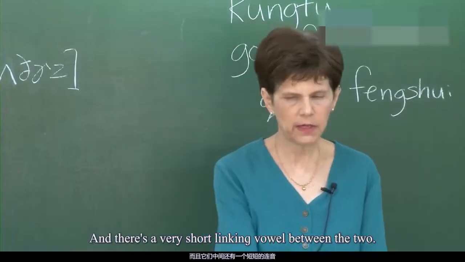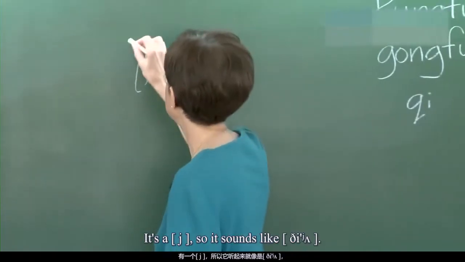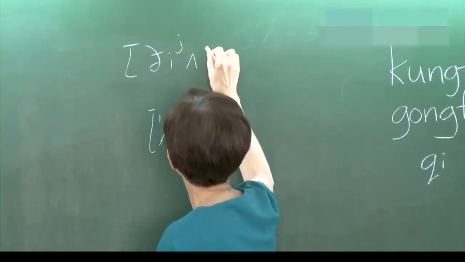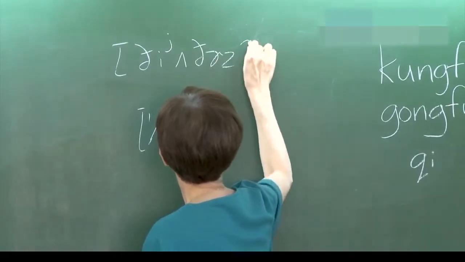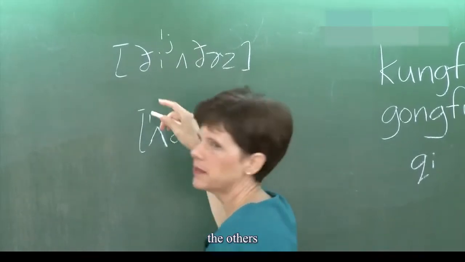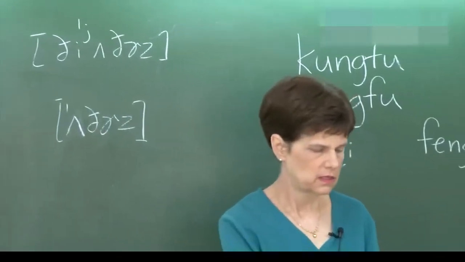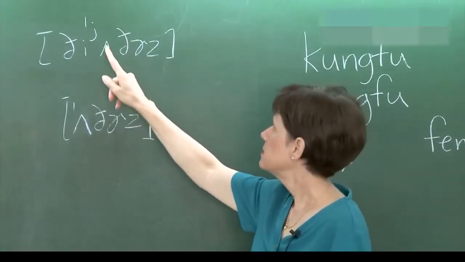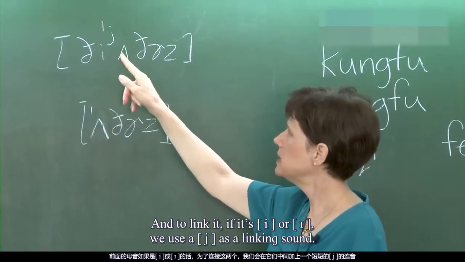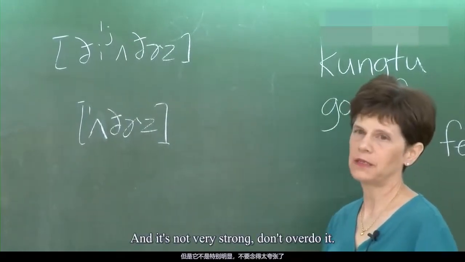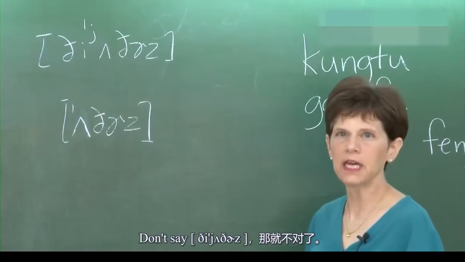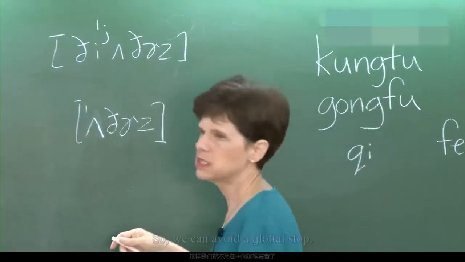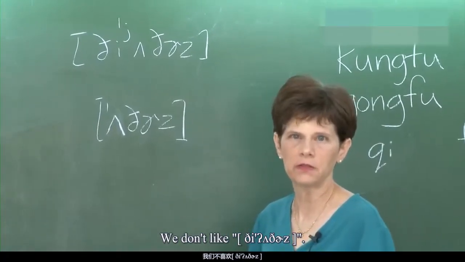The others. And there's a very short linking vowel between the two. It's a y. So it sounds like the y. And the stress is here. The others. We have an E sound here, and it's coming right before another vowel. And to link it, if it's E or I, we use a Y as a linking sound. And it's not very strong, don't overdo it. Don't say the others. 那就不对了. It's just a transitional sound to link the two smoothly so we can avoid a glottal stop. We don't like the others.